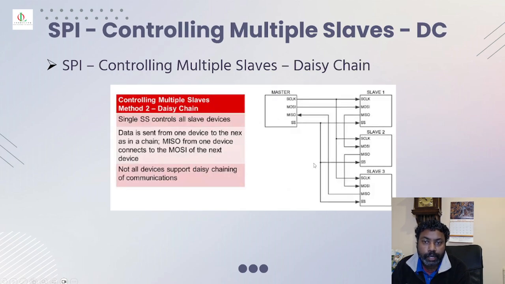And the controlling can also be done in another method called daisy chain. Daisy chain is nothing but the serial clock is connected as it is. The MOSI is connected to MOSI, but look at this MISO. The first MISO is connected to the second MOSI of the slave device. The second MISO is connected to the third MOSI of the slave device, and the third MISO is connected to the master. So this is like in a loop. That's why it's a daisy chain.